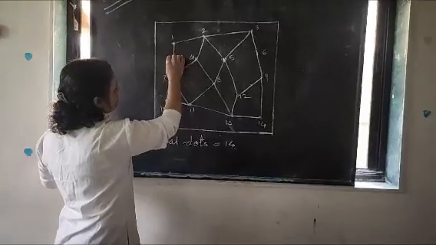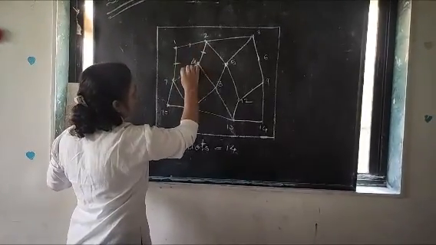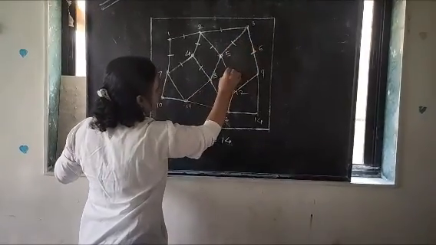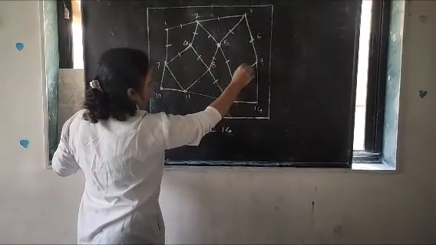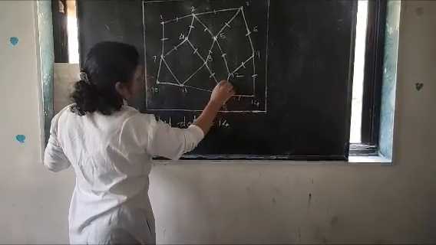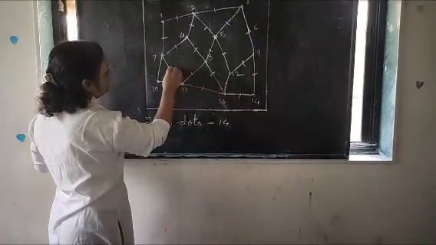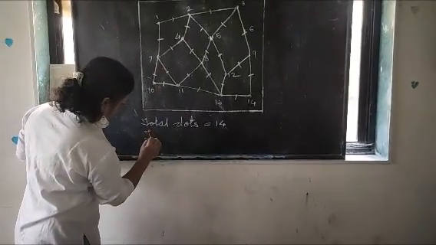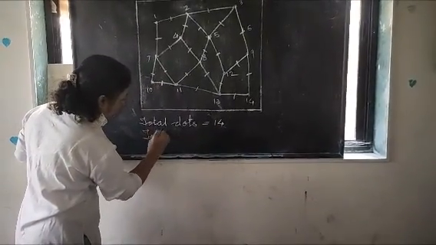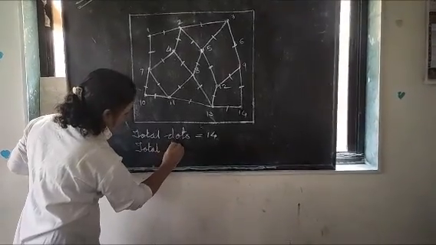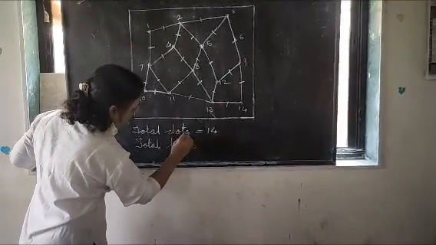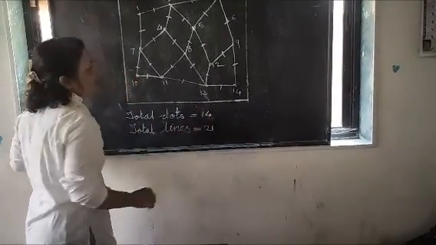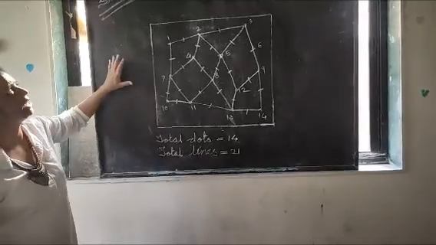Start counting the lines. 1, 2, 3, 4, 5, 6, 7, 8, 9, 10, 11, 12, 13, 14, 15, 16, 17, 18, 19, 20 and 21. Total lines 21. Very simple exercise it is for standard first.